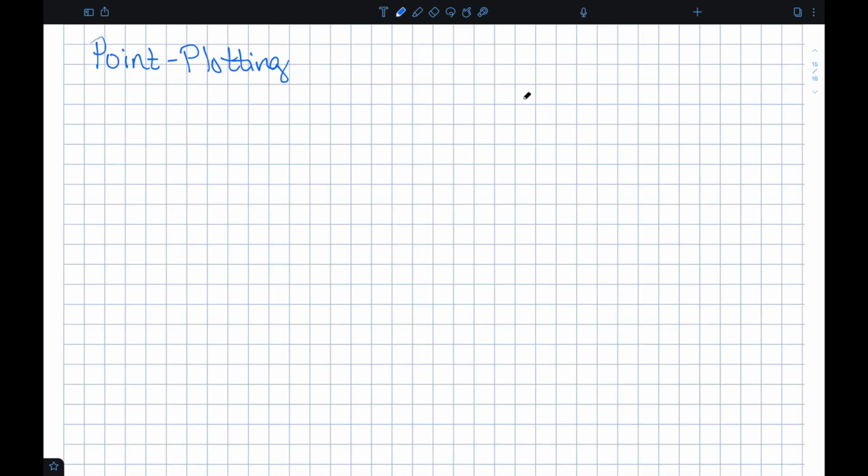Now that we've looked at the slope of a line and the equations of a line, let's look at how to graph a line. There are three big methods I'm going to look at today. The first method is known as the point plotting method. Let's consider the equation y equal to 2x minus 1.